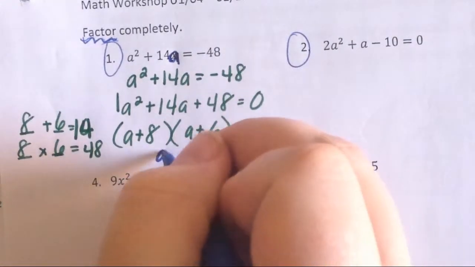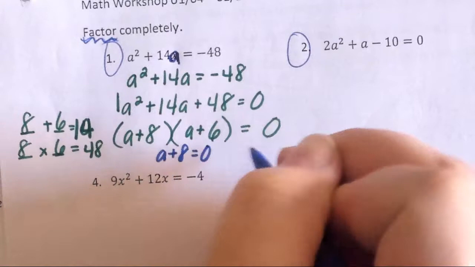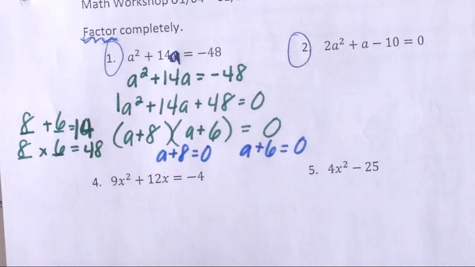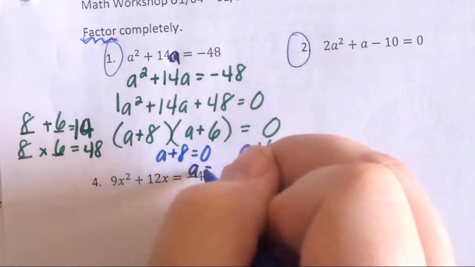So I do A plus 8 equal to 0, and I do A plus 6 equal to 0. And what are my two answers? I know it was you. Was the other voice Justice? Okay, perfect. Then you have the point.